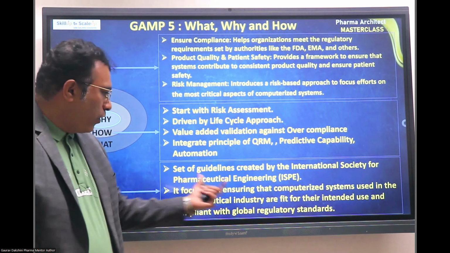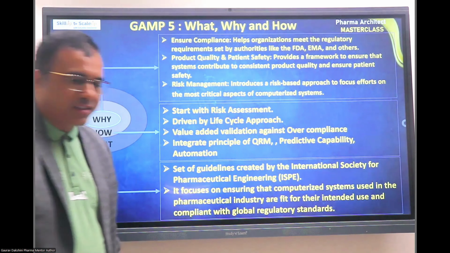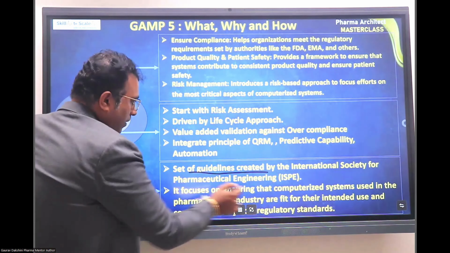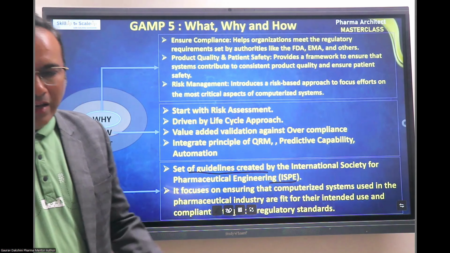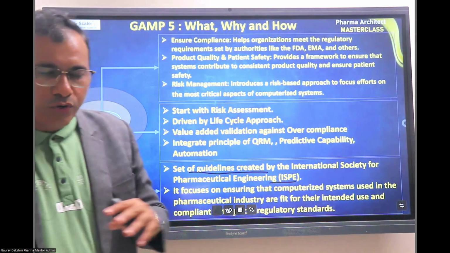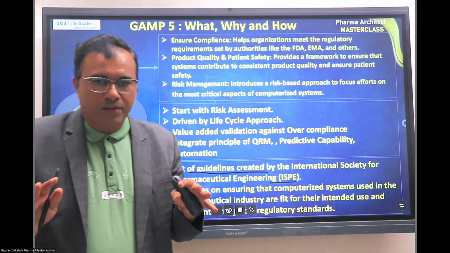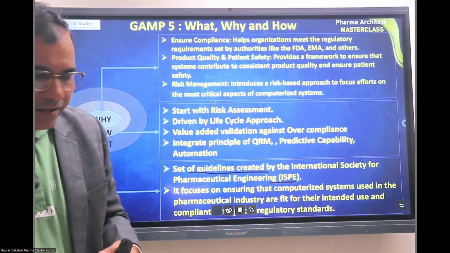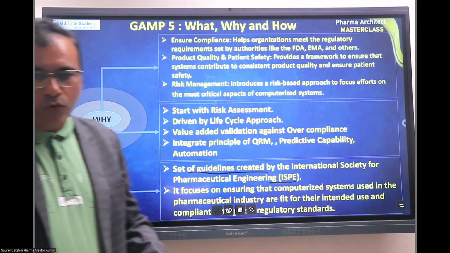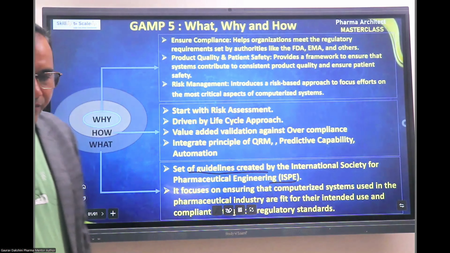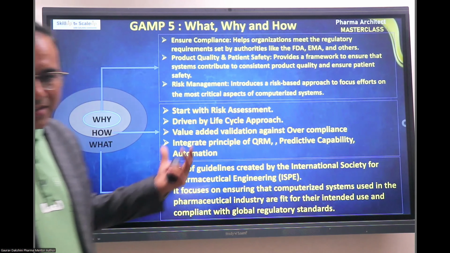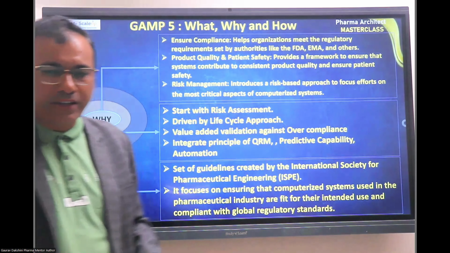Then what exactly is GAMP 5? It is a set of guidelines created by the ISPE. The difference between a guideline and a regulation is that it is not the complete regulation. It just gives you the guideline, the recommendation. Whether you do it or you don't do it, it is not going to cite you any problems in terms of any kind of audit. But if you are doing it, it is good. It is designed by the International Society for Pharmaceutical Engineering. It focuses on computerized systems used in the pharmaceutical industry, fit for intended use. So basically, that's the why, what, and how of GAMP 5.